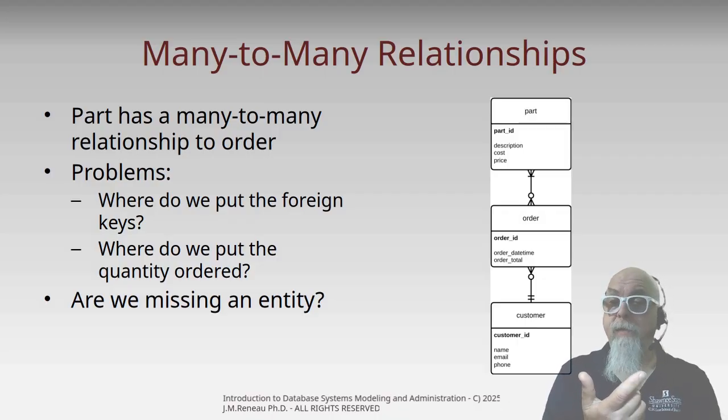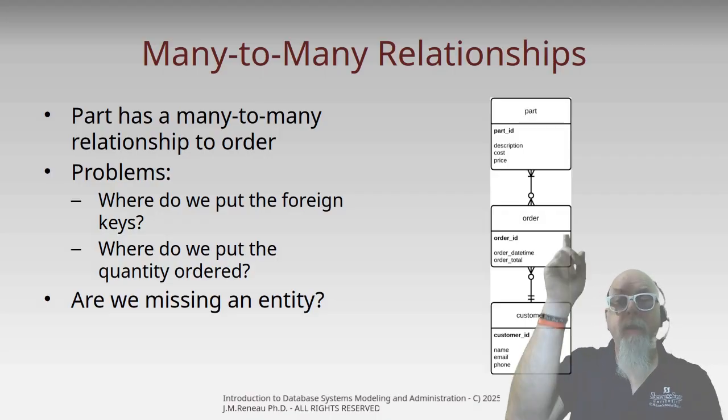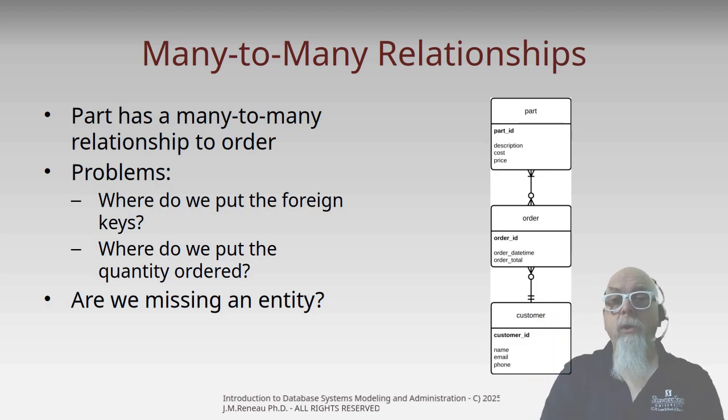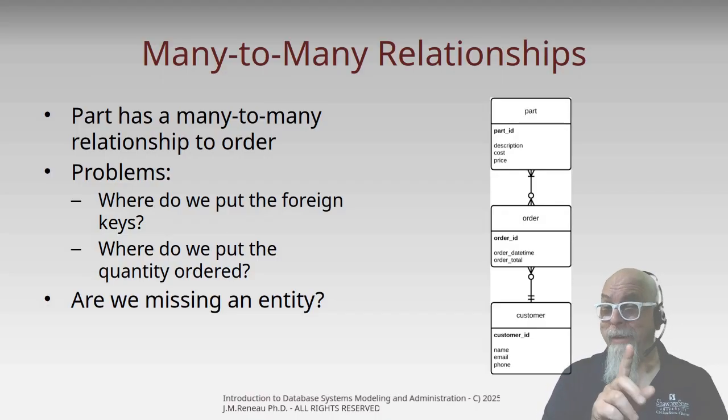And vice versa, if we put the order number on the part, then we could have a part on one order, but a part couldn't be on multiple orders, so it wouldn't work either. So we can't just put a foreign key on the table to connect the order and part together, because it feels like there's something missing. And guess what? There is.